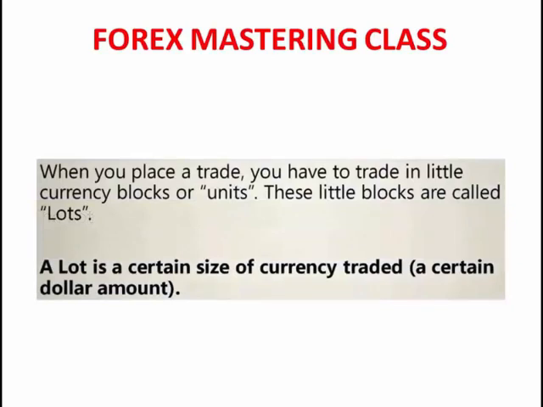So when you place a trade, you have to trade in little currency blocks or units. These little blocks are called lots. So when you want to place a trade, you decide what amount or volume of your money goes into trading, so that the pips you make will be converted into money in terms of the lot, the volume of your money that you have put into the market. A lot is a certain size of currency traded, a certain dollar amount.